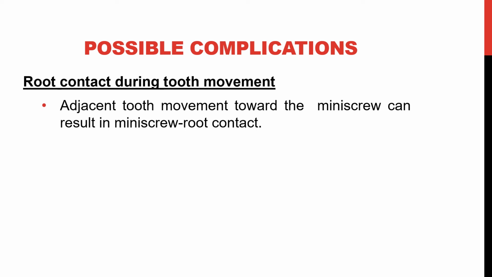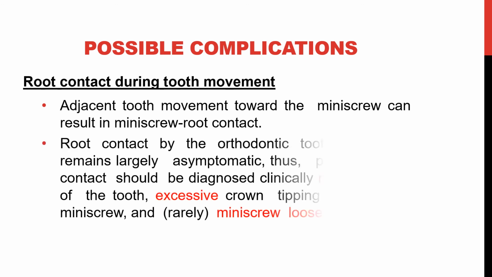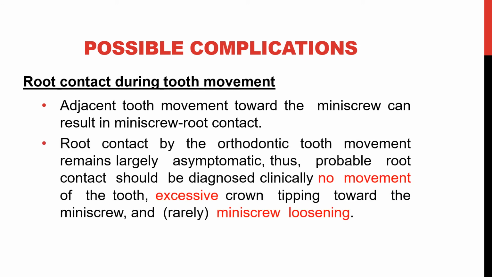Another possible complication is root contact during tooth movement. The adjacent tooth movement toward the mini screw can result in mini screw root contact. These root contacts that are due to orthodontic tooth movement remain largely asymptomatic. Therefore, we should diagnose them clinically by having no movement of the teeth, excessive crown tipping toward the mini screw, and although it is rare, we may have mini screw loosening.